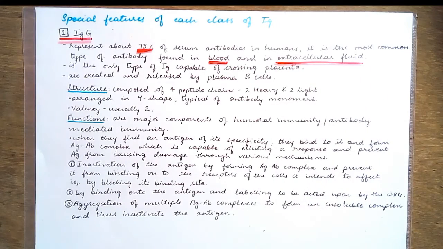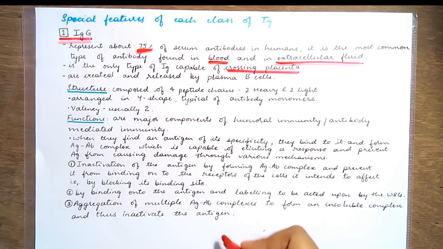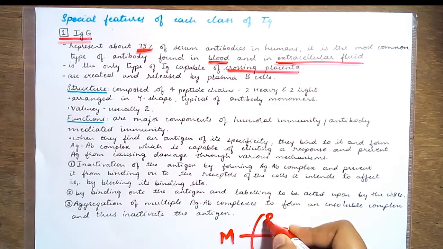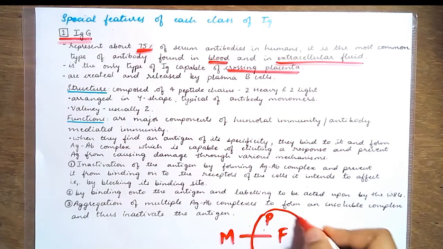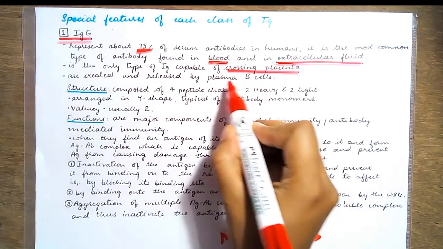This is the only type of immunoglobulin that is capable of crossing the placenta, which means this is the only immunoglobulin that passes from mother to the fetus across the placenta, which is the protective covering of the fetus. Hence this is one of the most important immunoglobulins, especially for the fetus, because the fetus itself does not produce any significant amount of IgG. These are secreted by the plasma B cells.